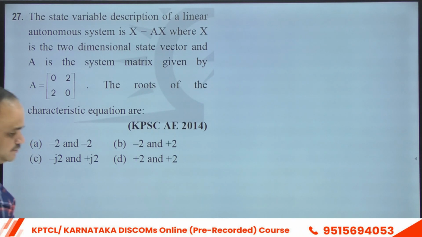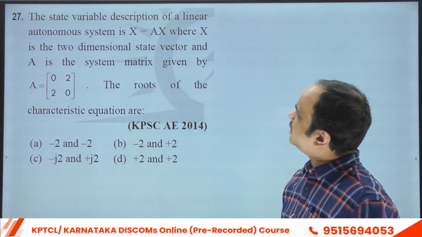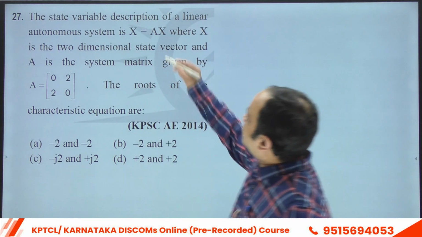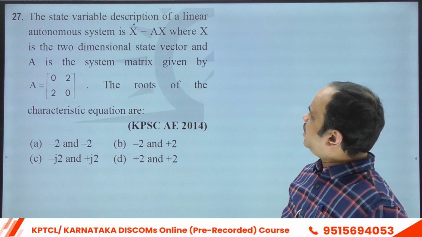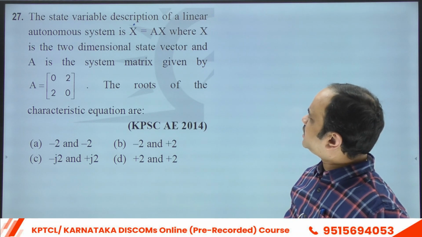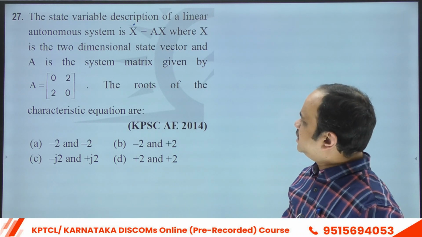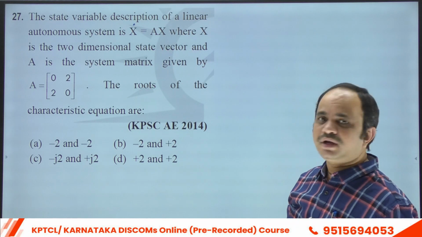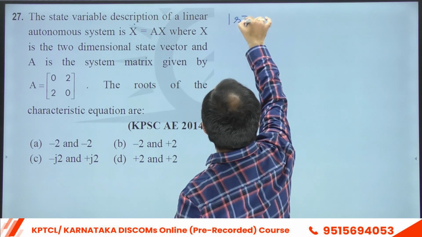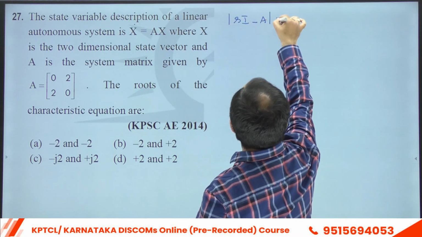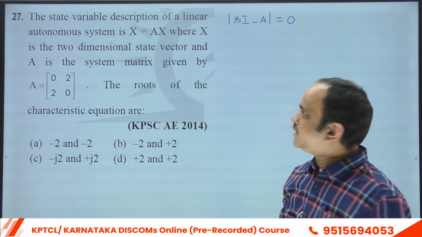Next, another question. The state variable description of a linear autonomous system is x dot equal to Ax, where x is the two-dimensional state vector and A is the system matrix given by some value. The roots of the characteristic equation are, what are the roots of the characteristic equation? Determinant of sI minus A is equal to 0. These are the same as the eigenvalues of the given state matrix.